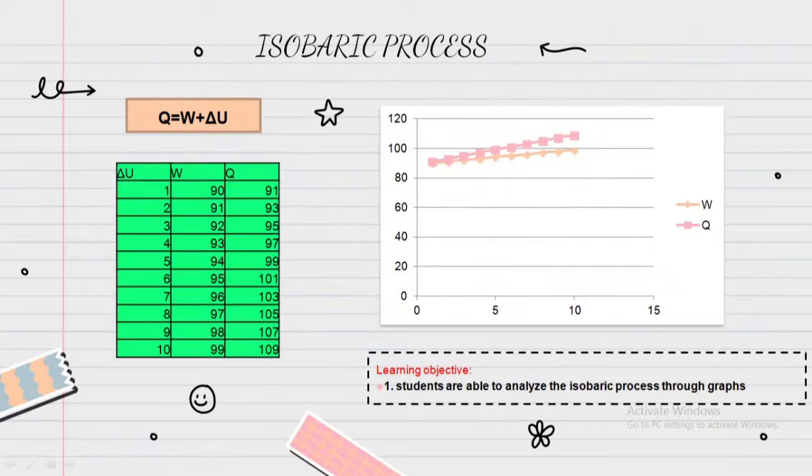The next topic is isobaric process. The formula is Q equal to W plus delta U. The example is delta U is 1, W is 90, and Q is 91. So we can see in the graph, it is explained that W and Q is moving constantly.